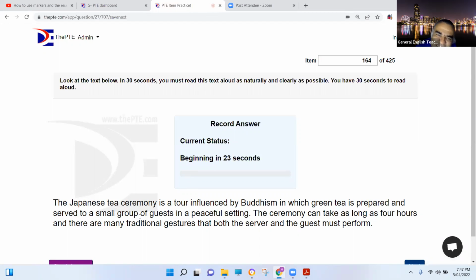But then once you get practice, just a little bit, the pace should be a little bit faster. Otherwise, whatever your pronunciation is, the computer can't pick it up. Don't worry, okay? This one, everyone.